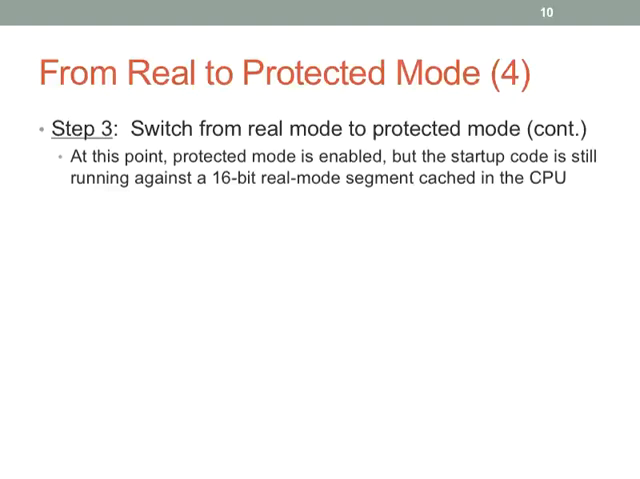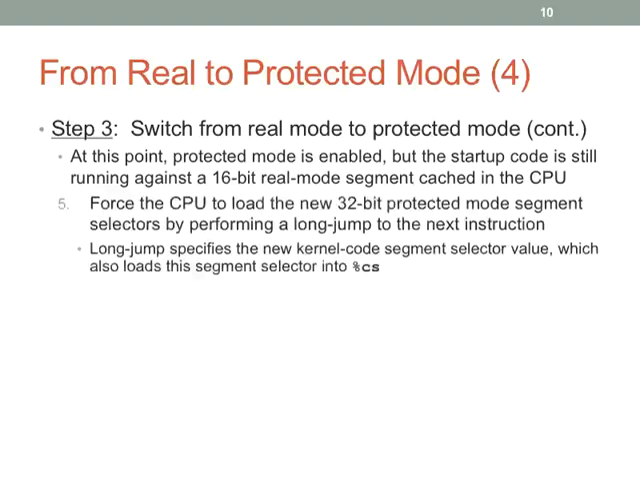So we need to change the code segment to the new code segment we just set up in the global descriptor table. The way that we do that is by doing a long jump, because a long jump specifies the segment selector as well as the offset to jump to. So we just say, use this code segment now. Where do we jump to? The very next instruction.